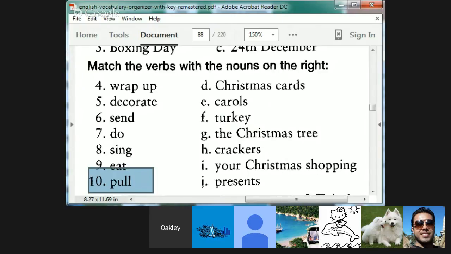Okay, Carlos, what do you pull? I'm not sure, but by default, crackers. But crackers for me is food. Right, for me too. By default, you would have to choose crackers. That's the phrase, Carlos: by default. There's nothing else left. So by default, crackers. Crackers are small, crispy, flat bread pieces, right? For you, for me too.